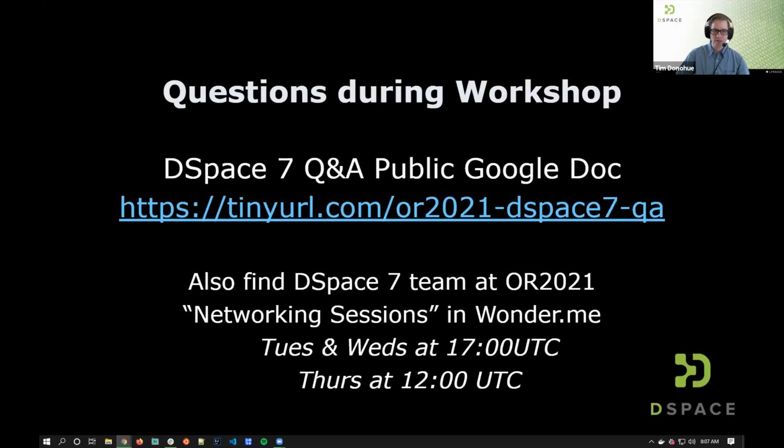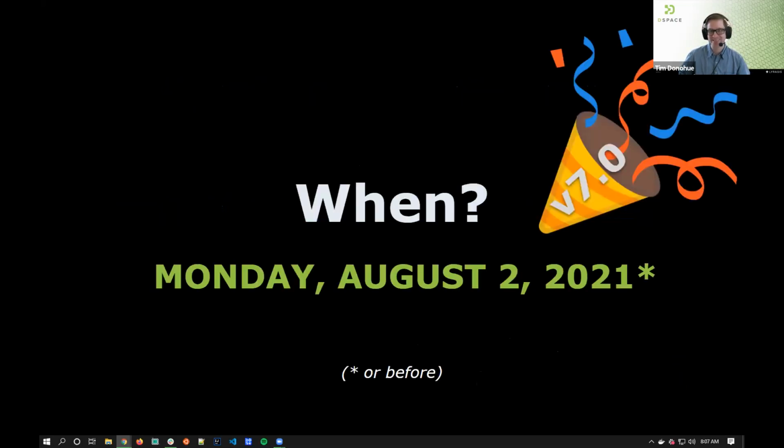Okay, so the main question you're going to have first is, when is 7.0 coming out? As you know, it's not out today. However, we do have a date for you. It will be out by August 2nd of this year, so in a little less than 2 months. It's possible it may be out even before then, if we're really, really lucky.